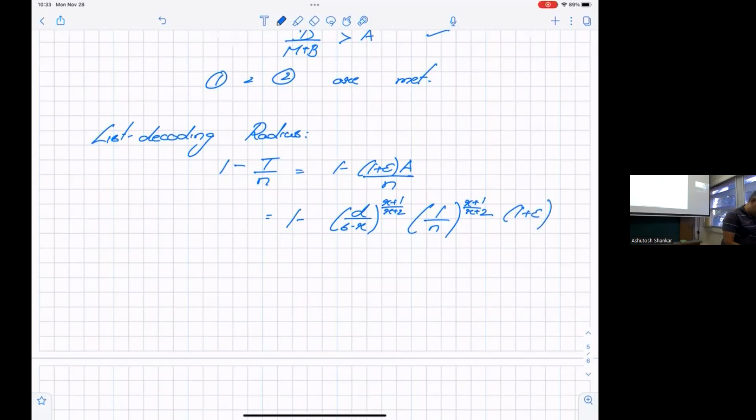Now, somehow magically, what is this? This is 1 minus d by sn, where d by sn is the rate which you care for, d by sn times s by s minus r to the power r plus 1 by r plus 2 into 1 plus epsilon.